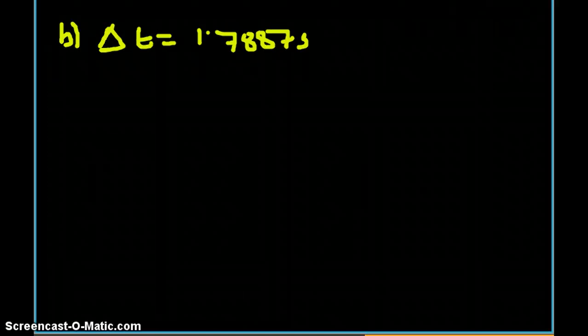What else do we know? Now we're considering only the x component, right? Because I'm asking what the range is in the x direction.